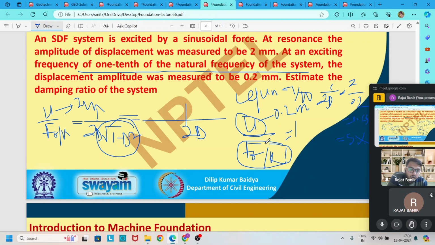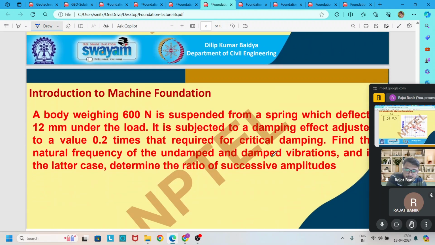Or you can do one thing: we just put this value in this equation, omega by omega n whole square plus 2t omega by omega n whole square. From this equation you get one equation, and from the other equation you get another. Solve these and find the answer. If you put omega by omega n as 1 by 10, then it is understood by everyone.